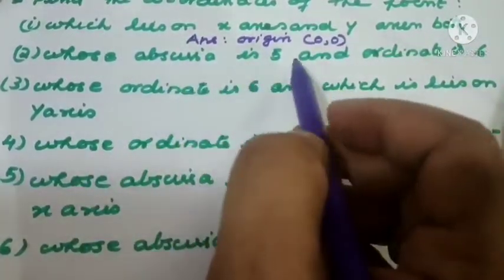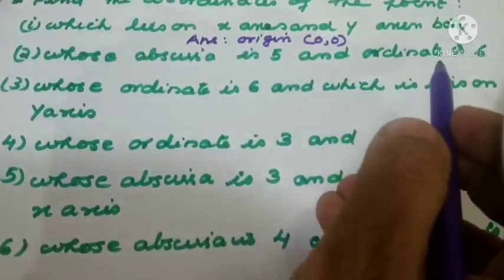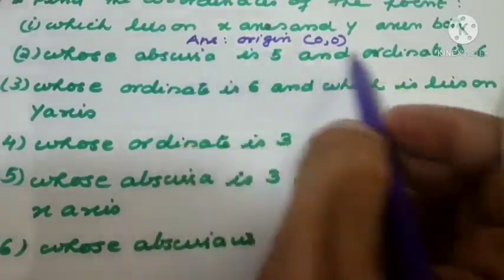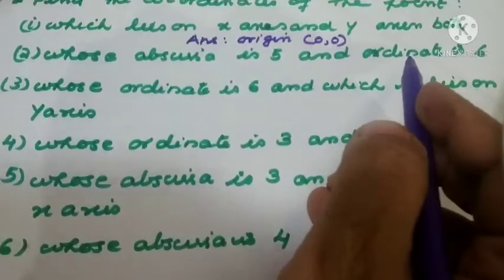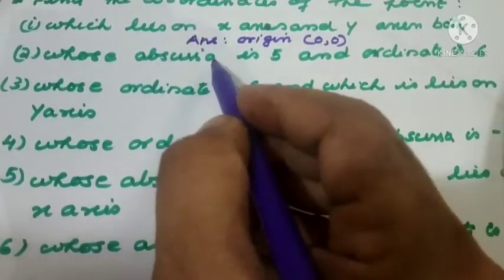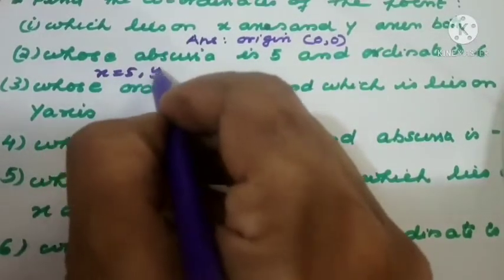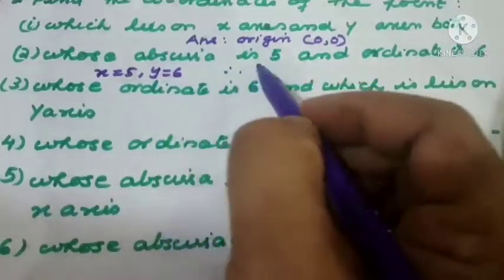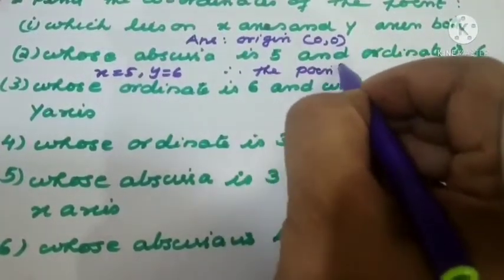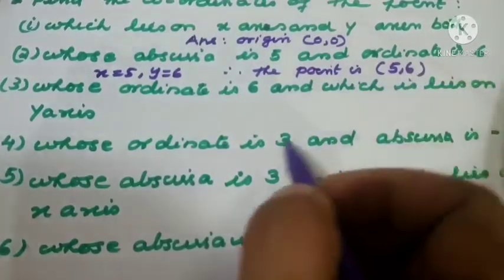Whose abscissa is 5 and ordinate is 6? Abscissa means the x value and ordinate means the value of y. So abscissa is the x coordinate, ordinate is the y coordinate only. When we say abscissa, we should write abscissa first. This means that x equals 5 and y equals 6. Therefore, the point is (5, 6).